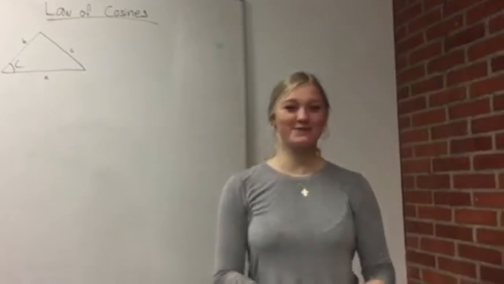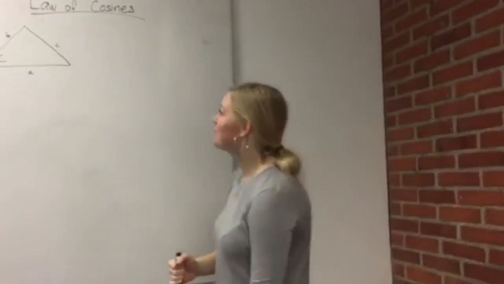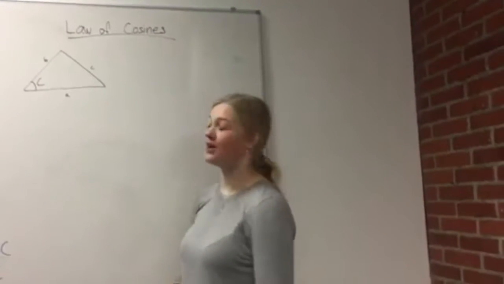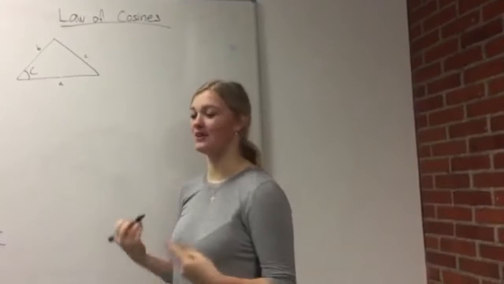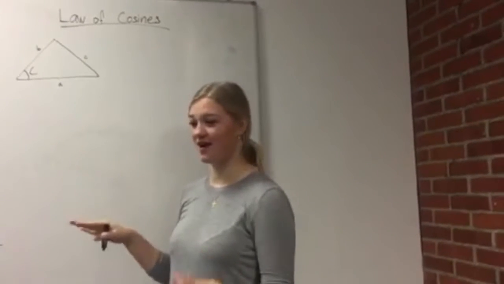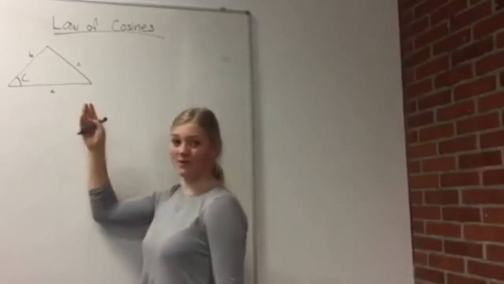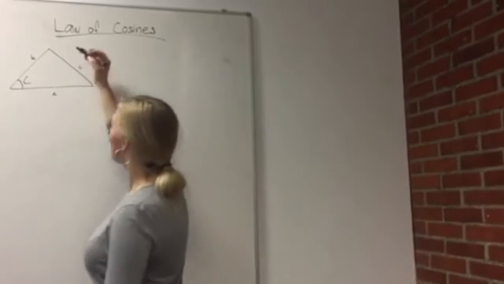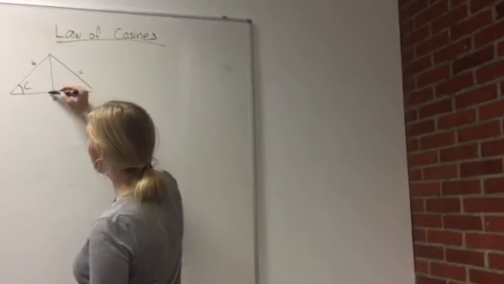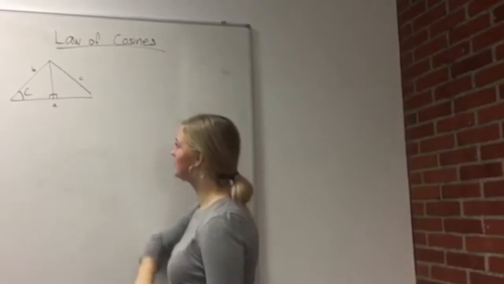Hello and welcome to the proof of law of cosines. So we'll start out with just a regular triangle, not a right triangle, because we're trying to prove the law of cosines using non-right triangles. So I'll start out with making two right triangles, going from the top down to the bottom, and now we have two right triangles with 90 degrees.